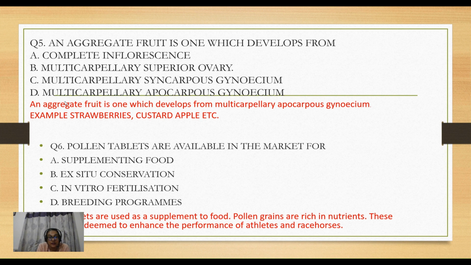The sixth question is asking: pollen tablets are available in the market. Why are we using the pollen tablets? For supplementing food, ex situ conservation, in vitro fertilization, or for breeding programs. Obviously, if you are taking those pollen tablets, we are actually using them as a supplement to food because they are quite rich in nutrients. So right here the correct option will be A, for supplementing the food.